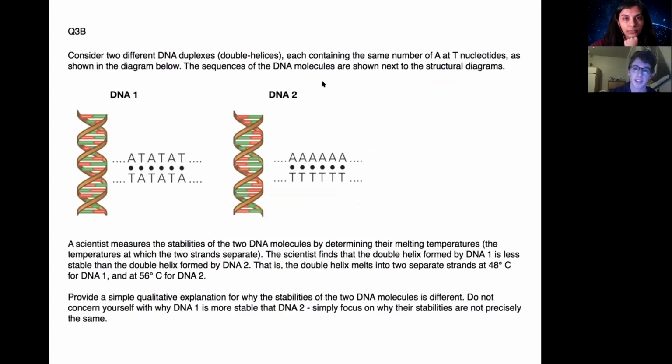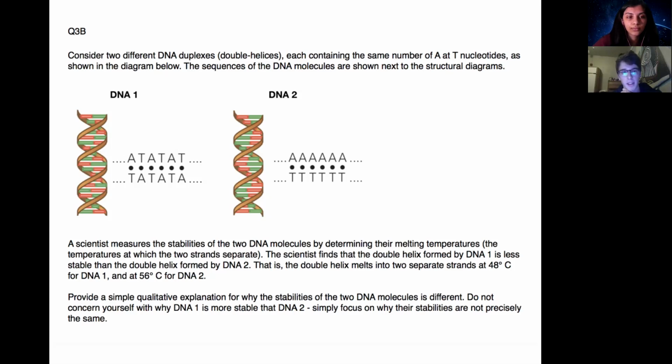So the next question shows two different DNA molecules with a different segment of sequence. You're given that the scientist measures the melting points for each DNA sequence, and they find different results. For DNA 1 and DNA 2, they would melt at different temperatures. So the question isn't asking why one sequence melts at a lower temperature than the other, but it's asking why that difference exists in the first place.